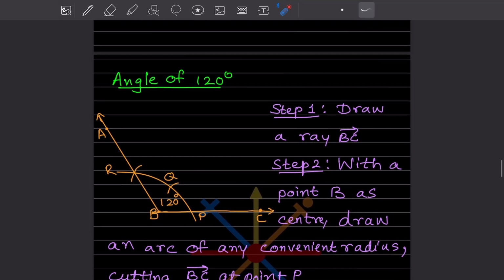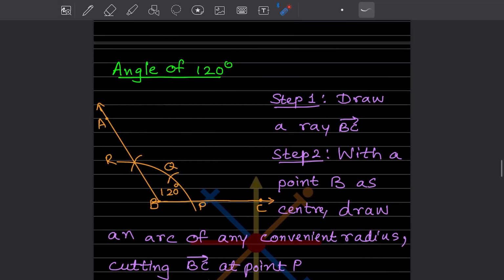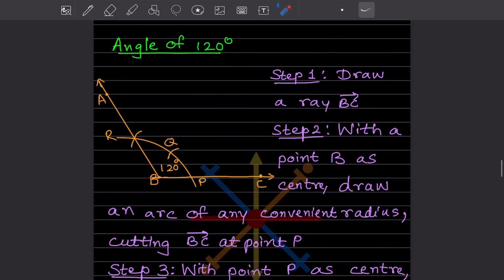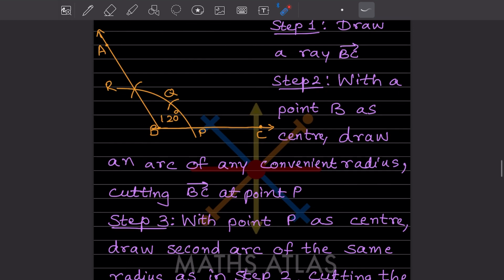So now let us look at the angle 120 degrees, and angle 120 degrees means definitely it will be more than 90 degrees. So it will go on the other side, like this is 90 degrees, so it will go on this side. So this is 120 degrees. So you're going to draw this BC, and with the help of a protractor, you will take 120 degrees with B as center, draw an arc of another convenient radius. So you will draw this arc, and at point P, with point P as center, draw a second arc.